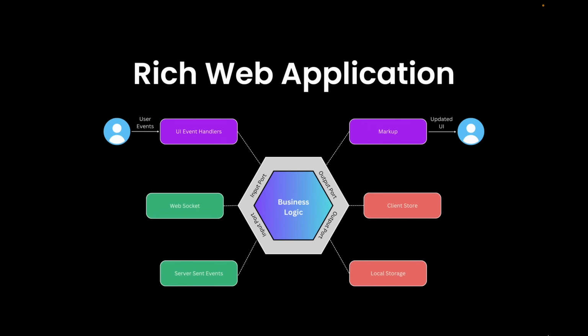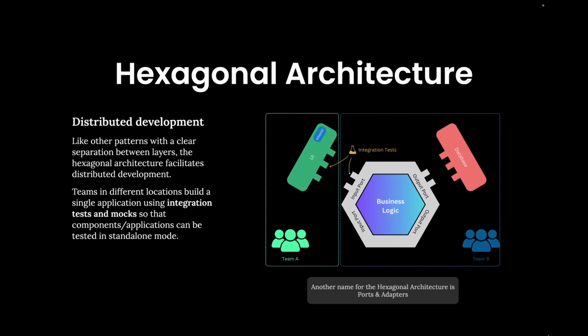This architecture can be applied to web applications. On the driving side, the left side, we have user events, web sockets, and server-sent events. On the driven side, the right side, we have the user interface, client storage, and local storage. So the driving side controls the application, whereas the driven side is controlled by the application logic. Like other patterns with a clear separation between layers, the hexagonal architecture facilitates distributed development. Teams in different locations can build a single application using integration tests and mocks so that components can be tested in standalone mode.